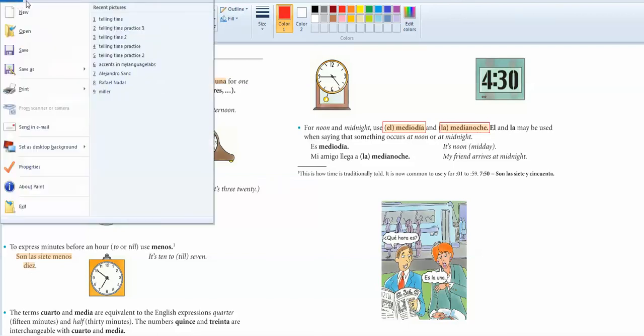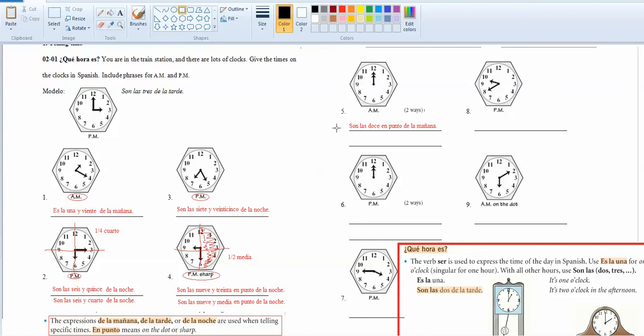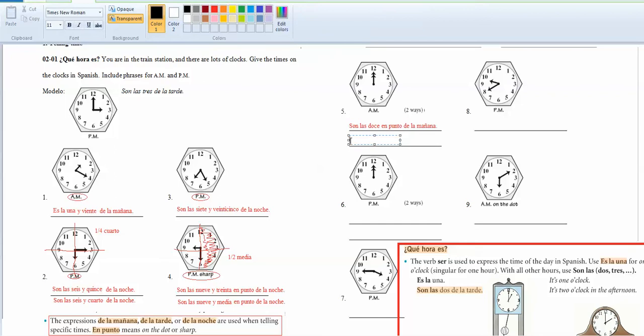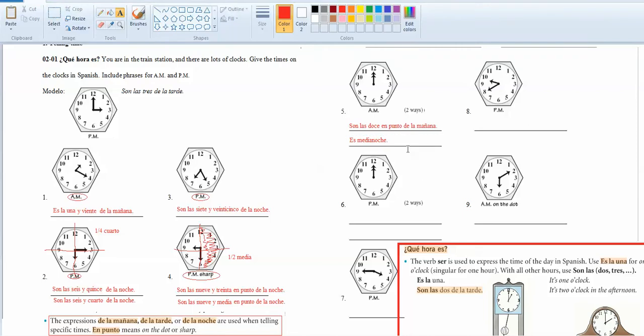So then what we could do is say, "Son las 12 en punto de la mañana," or it is midnight, because midnight is 12 in the morning, right? So I could say "es medianoche." So I could say it either way. Son las 12 en punto de la mañana, ahora es medianoche.